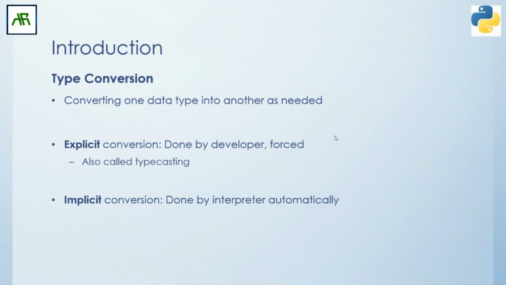The next one is implicit conversion. This is done by the interpreter automatically based on information that we give, either in the assignment statement or in an expression. The resultant is read by the Python interpreter, and then some decisions are taken by Python for data types specifically.